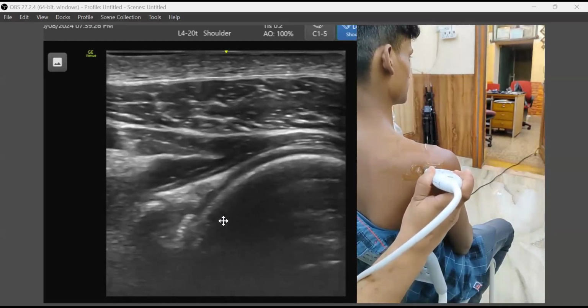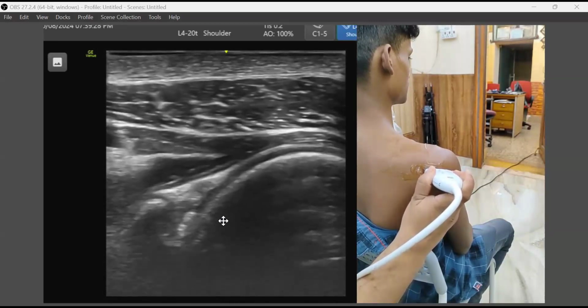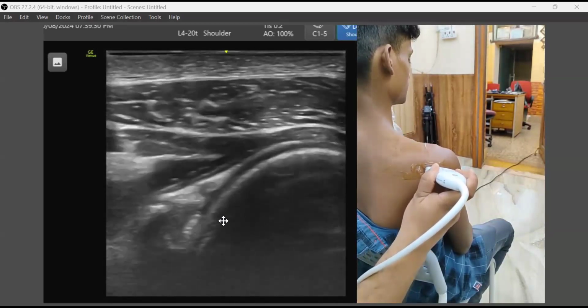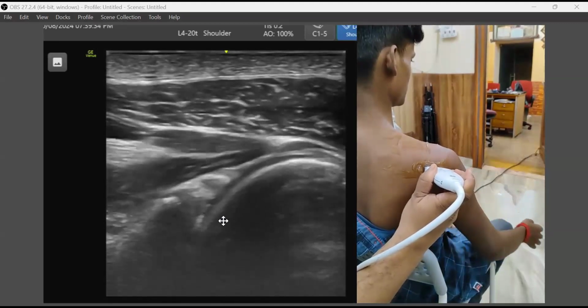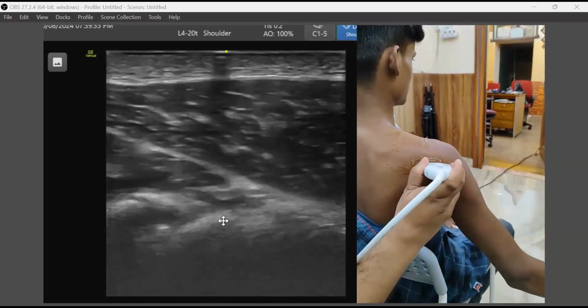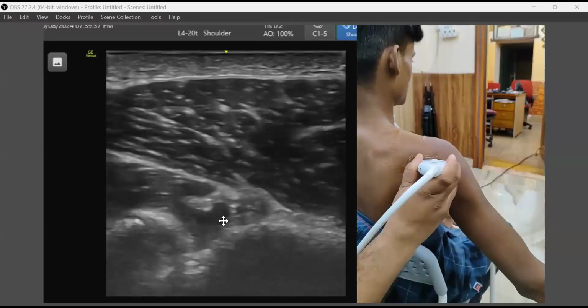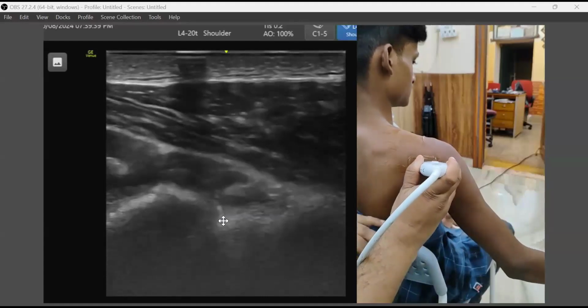Now, if I ask the volunteer to externally rotate the hand, fold the hand and externally rotate, take it outward, go. You see, it will not be like this, this place will remain. Just one second.